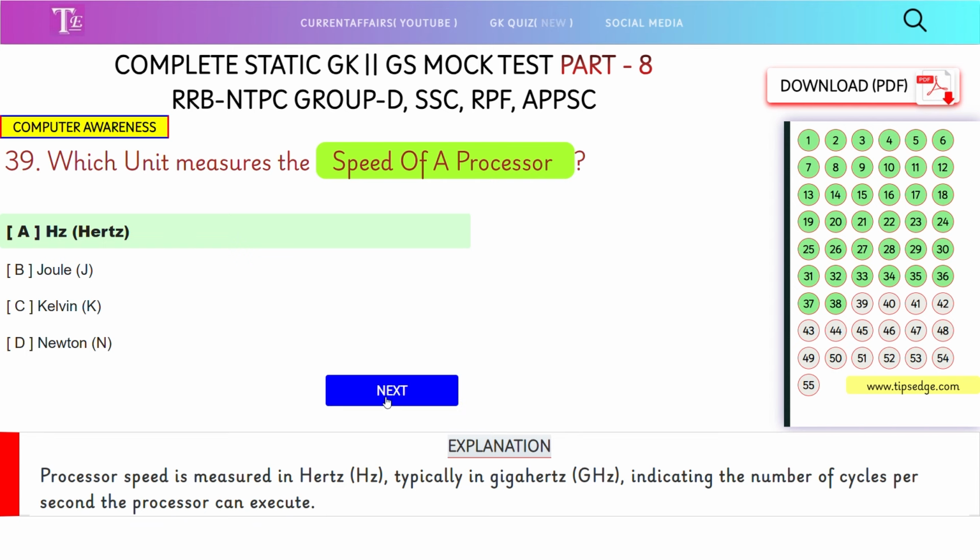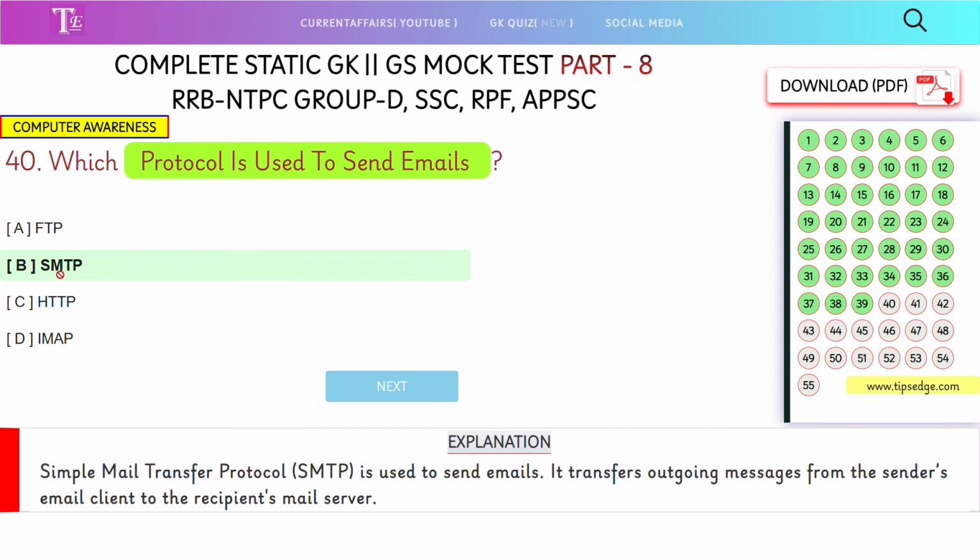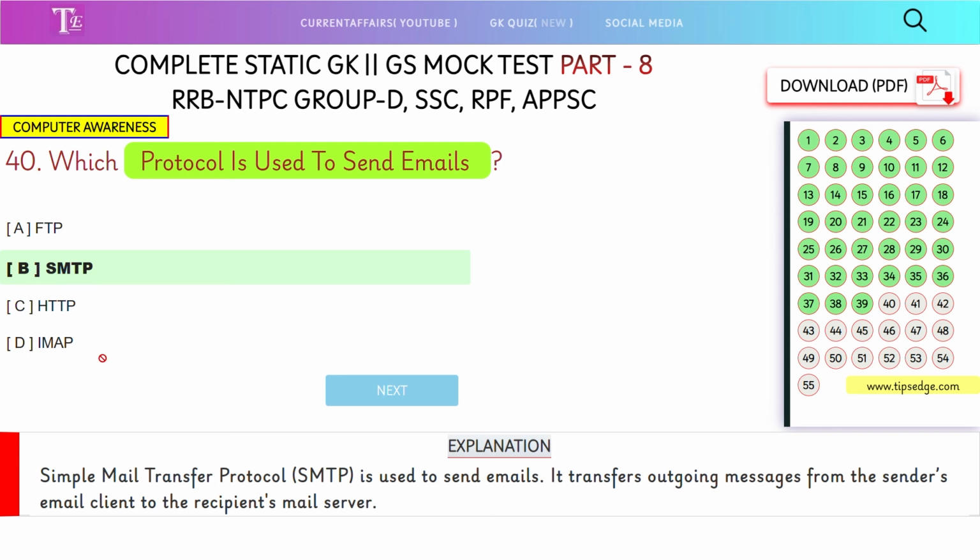Now moving to the 40th question. Which protocol is used to send emails? Answer: SMTP protocol. Simple Mail Transfer Protocol, also called SMTP, is used to send emails. It transfers outgoing messages from the sender's email client to the recipient's mail server.